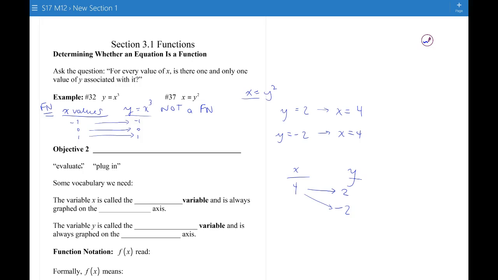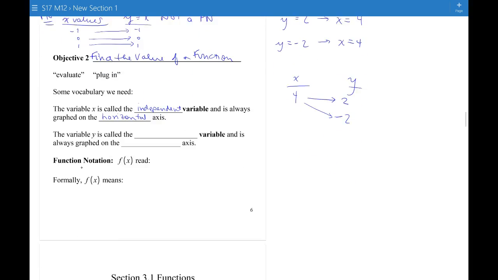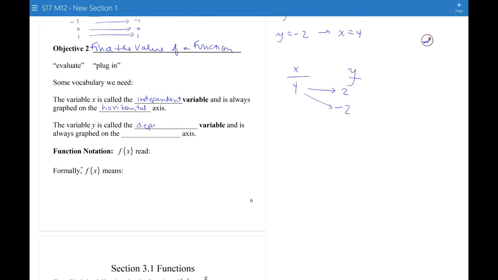Okay, so objective 2 is to find the value of a function. And we would all say plug in to the function. Evaluate is the fancy word. So here's some vocabulary that we need. The x variable is called the independent variable and is always graphed on the horizontal axis. The variable y is called the dependent variable and is always graphed on the vertical axis. So it's just so that we all can make sense of the graphs.